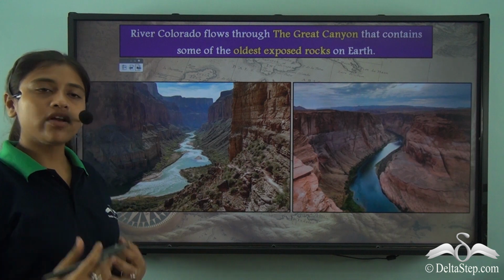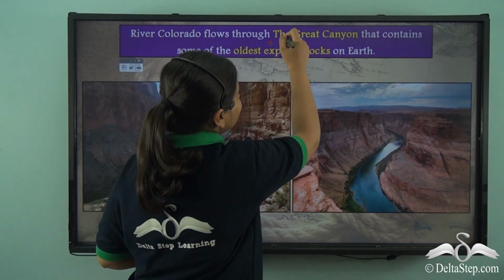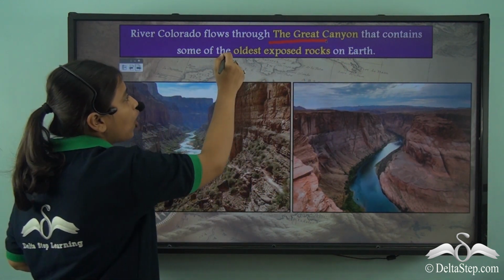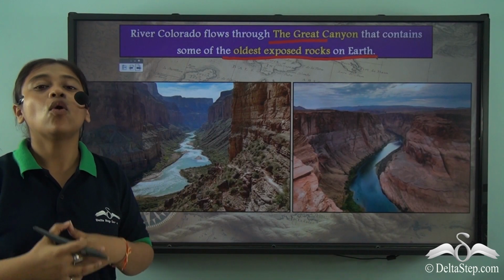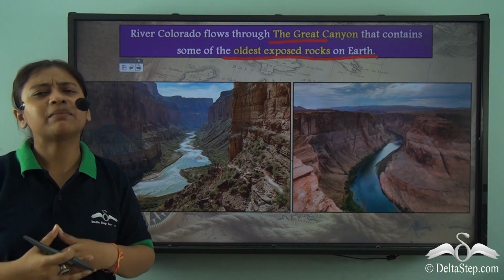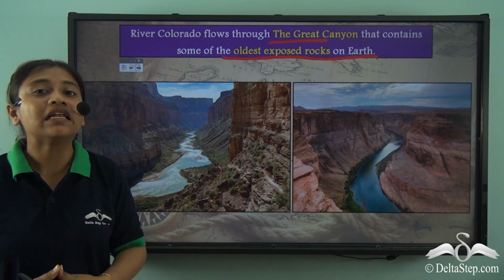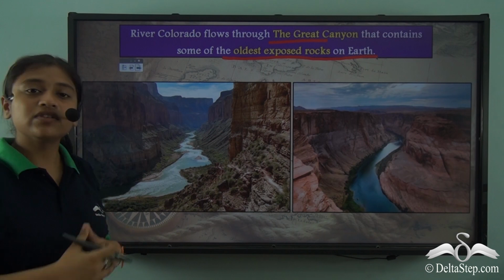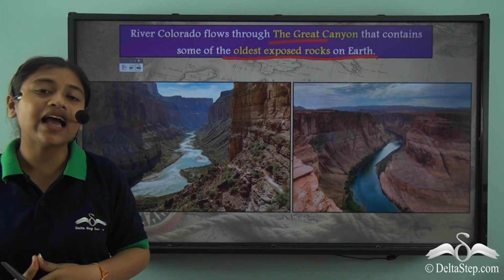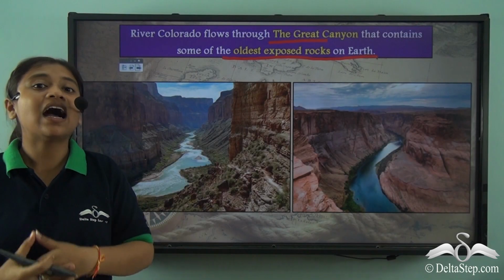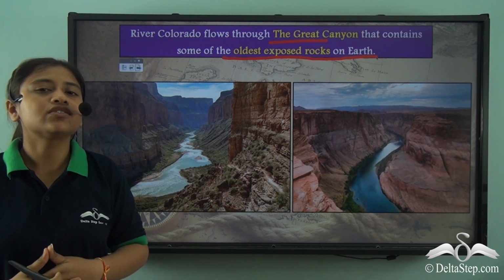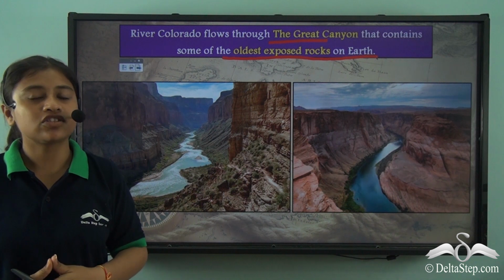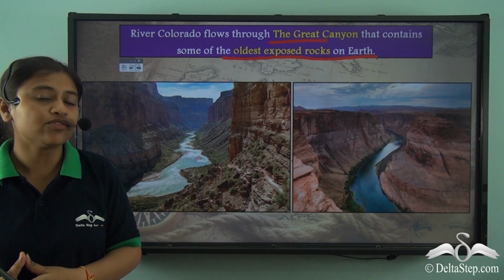So the river Colorado flows through the Grand Canyon that contains some of the oldest exposed rocks on Earth. The place contains some of the oldest rocks on Earth that can be dated back to 300 million years. Now, if you see, the cliffs here are as high as a mile. So the mile-high cliffs here give you a cross-section of the Earth's crust and also give the opportunity to the geologist to read about the evolution through time.